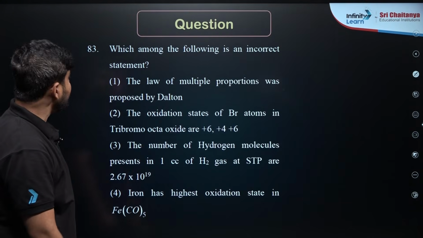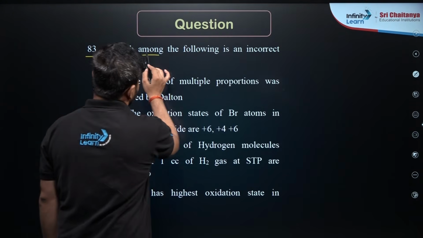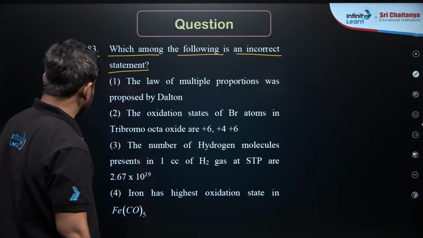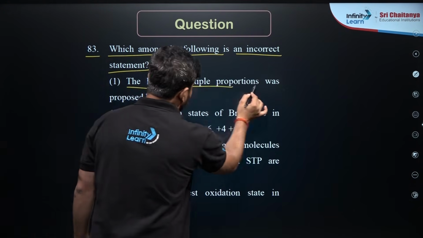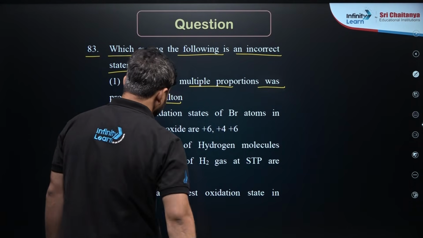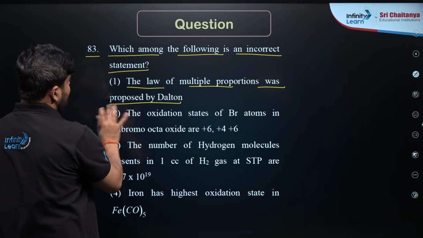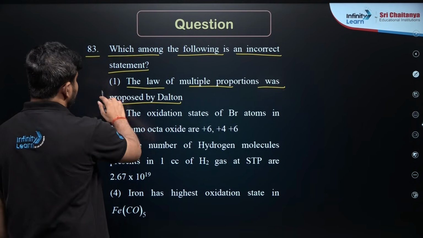Okay, now I am coming to the next one, 83. Which among the following is an incorrect statement? We just have to find the incorrect statement. The law of multiple proportions was proposed by Dalton. Multiple proportion is proposed by Dalton. This is totally correct.